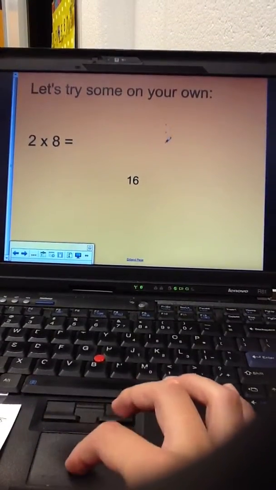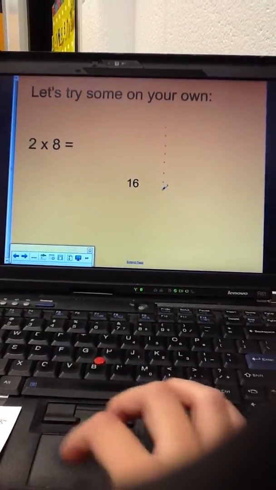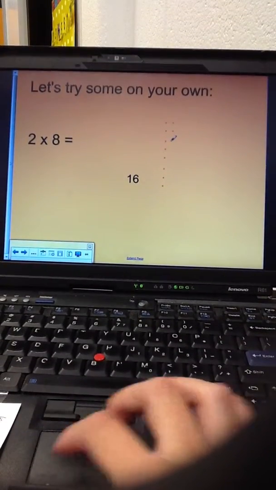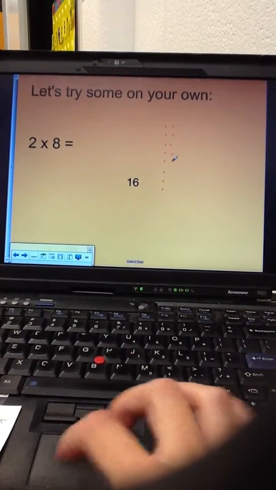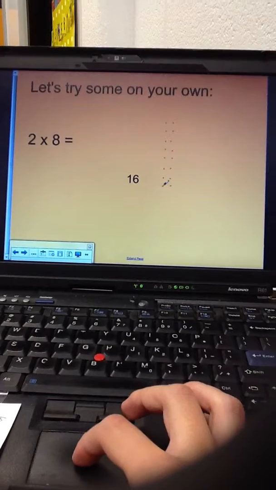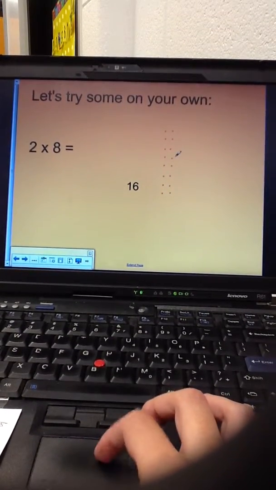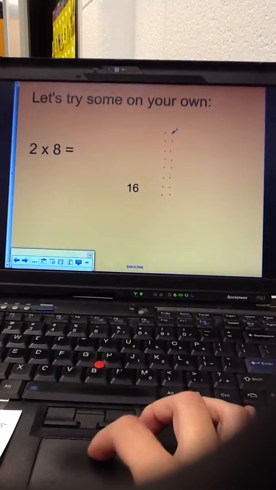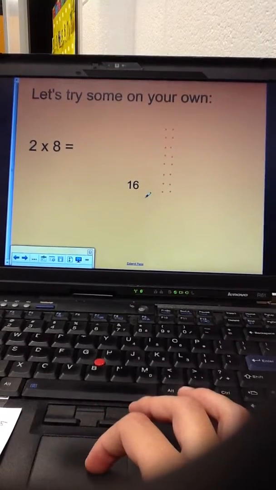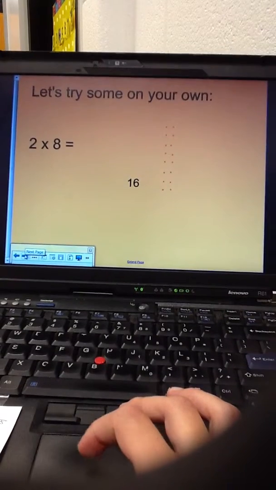1, 2, 3, 4, 5, 6, 7, 8. 1, 2, 3, 4, 5, 6, 7, and 8. And if I count my dots, 1, 2, 3, 4, 5, 6, 7, 8, 9, 10, 11, 12, 13, 14, 15, 16. Pause the video and turn and talk with your neighbor and see how they solved their problem. Compare answers. See if you got the same thing.